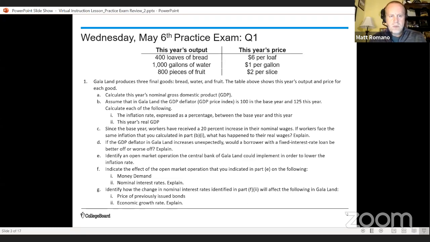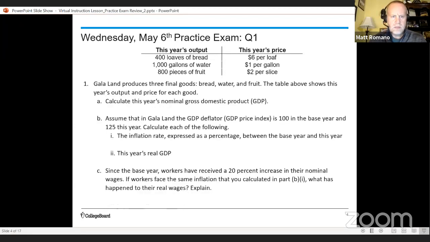All right, so we're dealing with Galaland today in question 1. And we're going to start with parts A and B first, separate those out, as well as part C. So Galaland produces 3 final goods: bread, water, and fruit. The table above shows this year's output and price for each good.